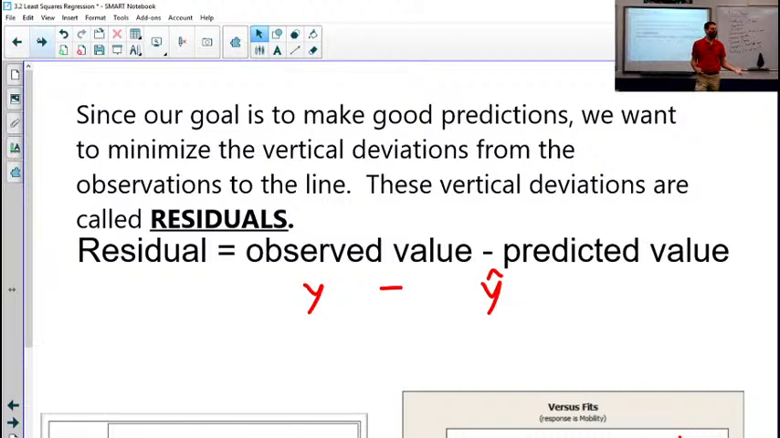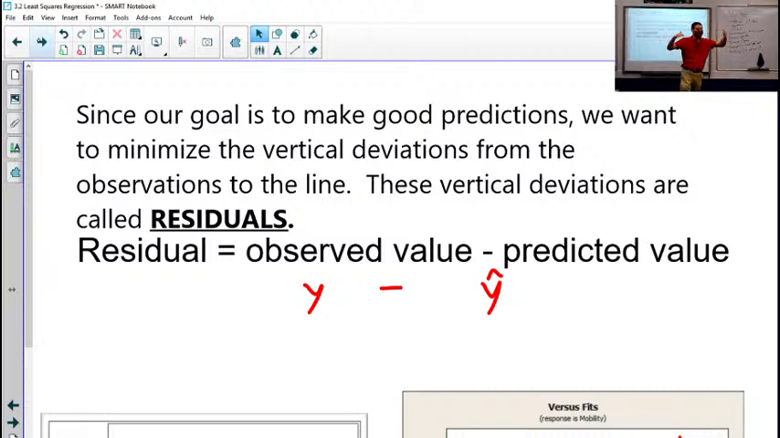So let's take height and weight. Let's take someone who's 6 feet tall. And we have two values that we can get. We have the observed value, which would be I got data on someone who is 6 feet tall and they weigh this much. And then the predicted value, which is I plug in 6 feet in for x into my equation, and I get out a prediction of what I think a typical person who is 6 feet tall would weigh based on the data.